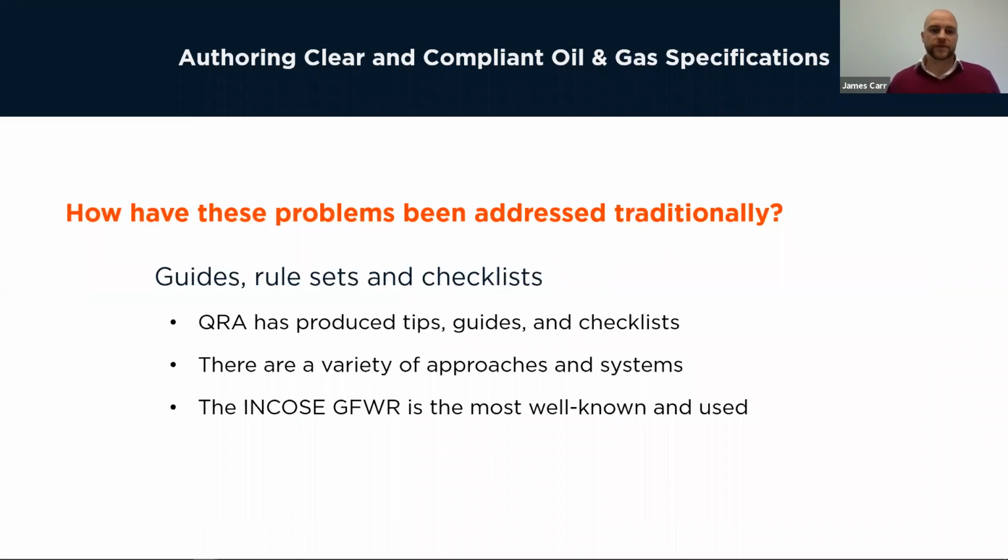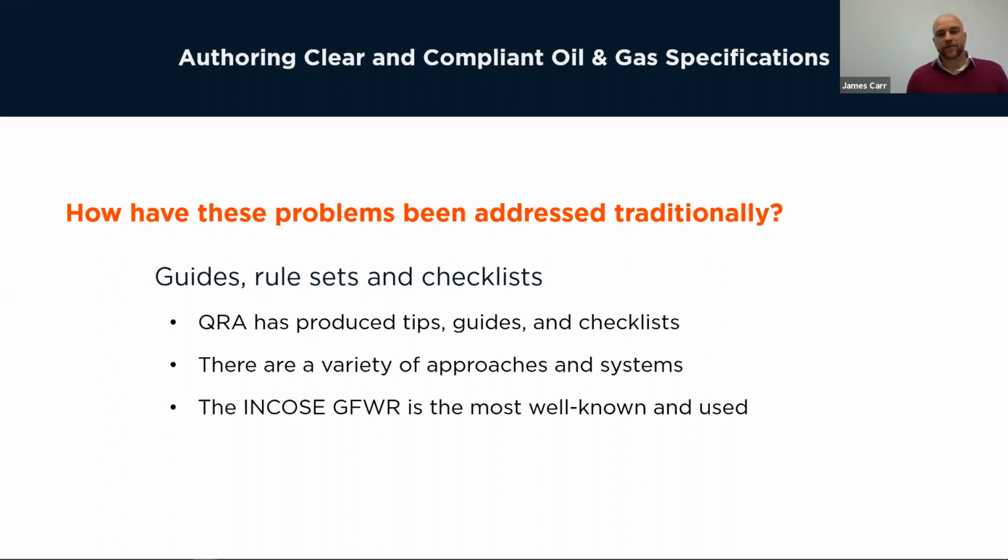So how have they been addressed traditionally? The most common response that we have for this industry is guides, rule sets, and checklists. And then you have individual people that are responsible for actually making sure that these rules are being followed. So QRA has produced guides like this. We have our 21 tips for requirements engineering. We have our oil and gas guide and other resources that can help people with checklists and guides and keeping up to date on what the best practices are for requirement writing.